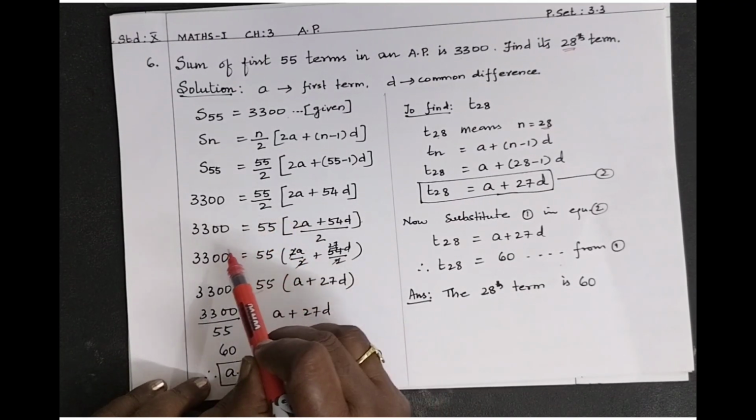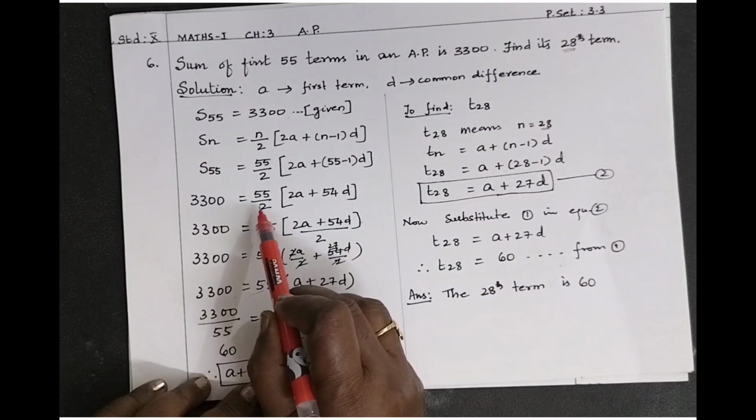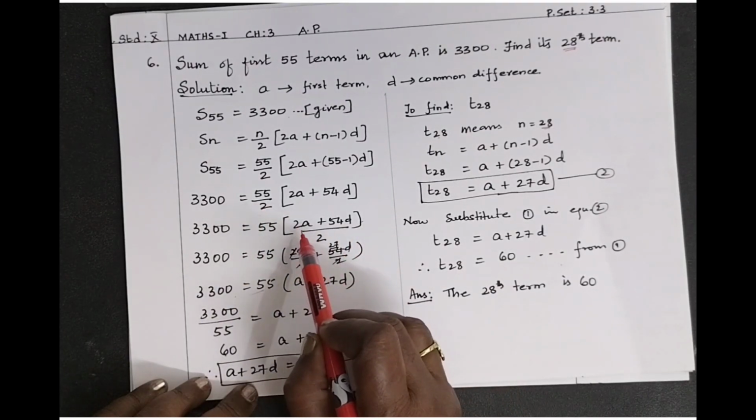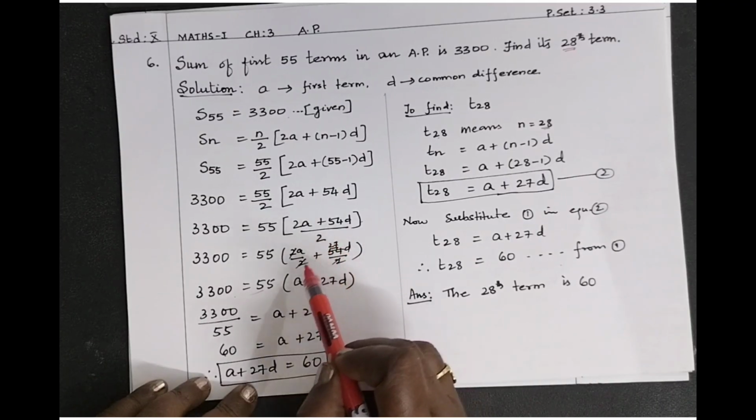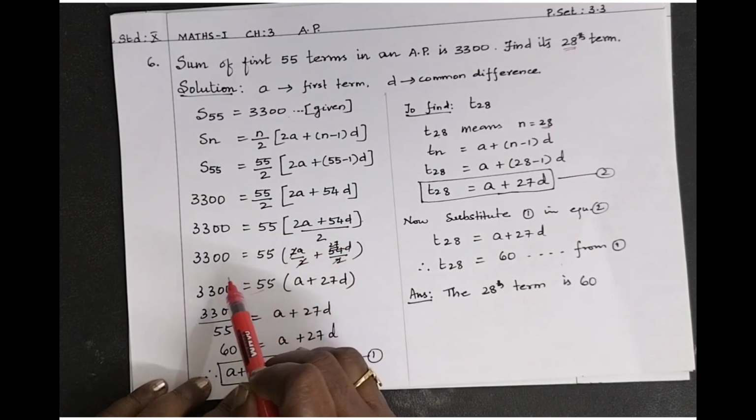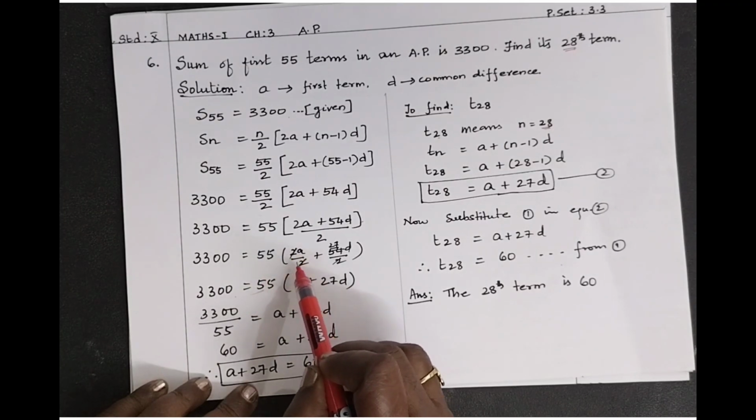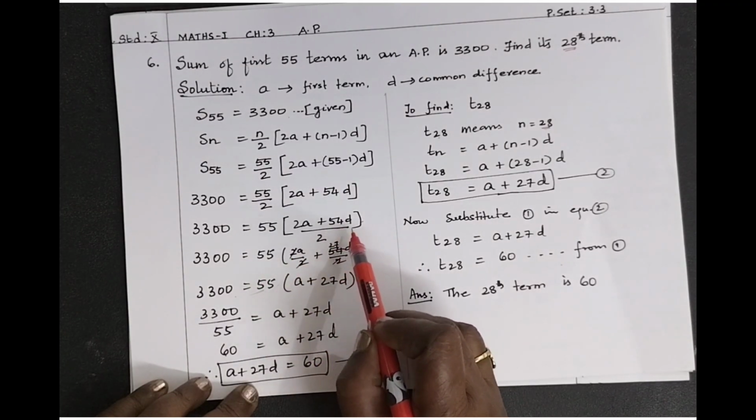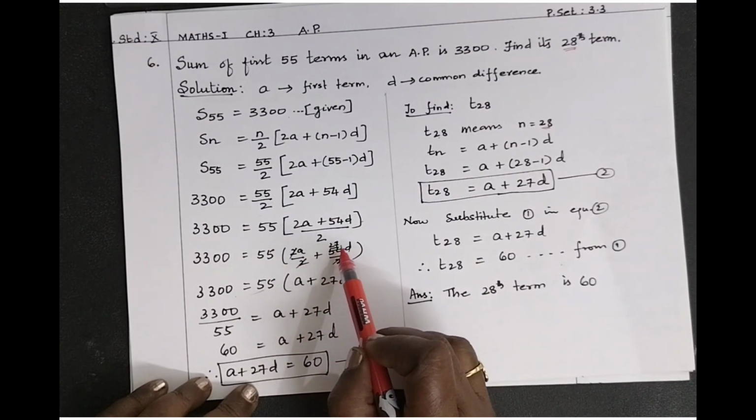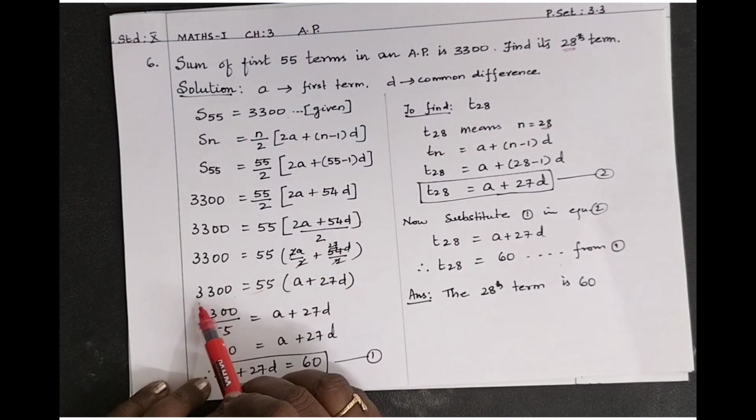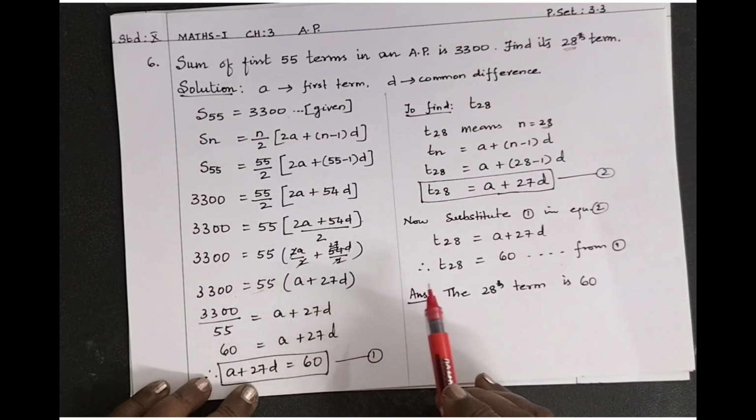Now 3300 is equal to, keep 55 here and bring this 2 inside. So 2a plus 54d the whole divided by 2. Again the next step, split and write. So 3300 is equal to 55 into 2a upon 2 plus 54d upon 2. Now cancel these two, and here when we cancel we get 27d. So 3300 is equal to 55 into a plus 27d.